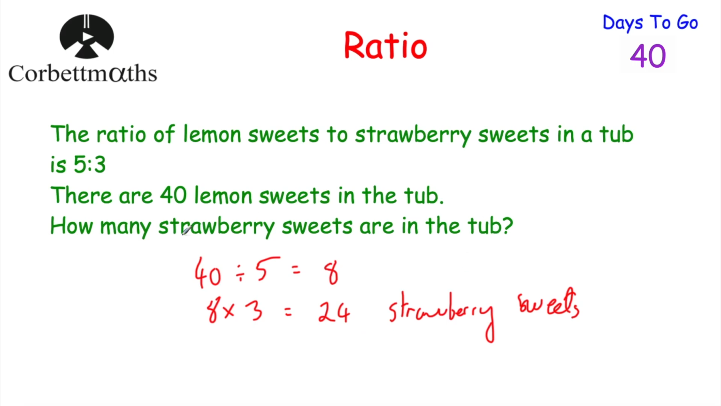And if the question, instead of saying how many strawberry sweets are there in the tub, said how many sweets are in the tub in total, we could just do 40 plus 24 is equal to 64. So there'd be 64 sweets altogether. And that's it. Okay, let's have a look at our next question.